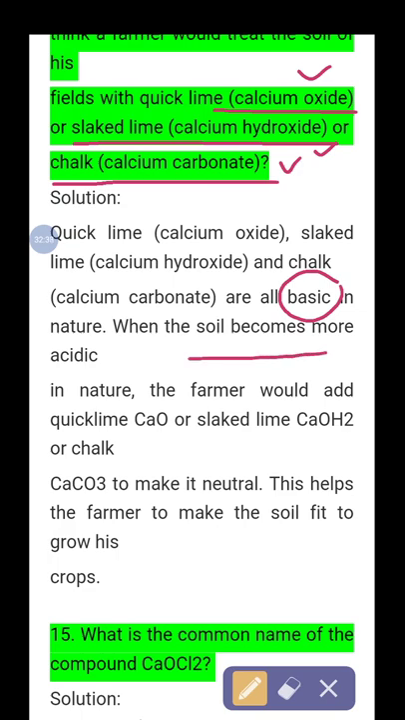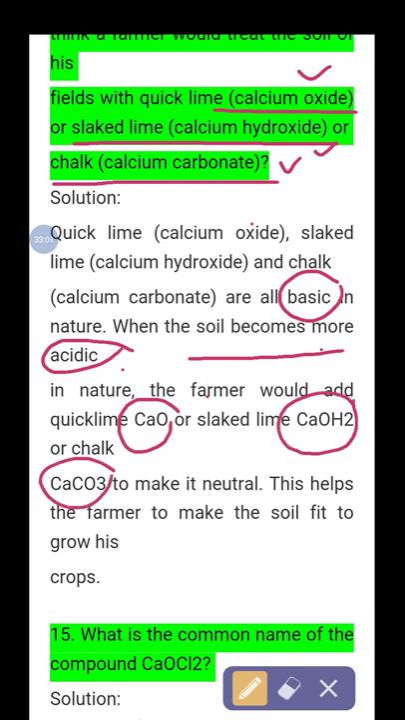When the soil becomes more acidic, it does not have good productivity to produce crops, so we can add all these bases to reduce its acidity. So the farmer would add quick lime CaO, or slaked lime Ca(OH)2, or chalk CaCO3 to make it neutral. This helps the farmer make the soil fit to grow his crops, to minimize its acidity and make it basic.